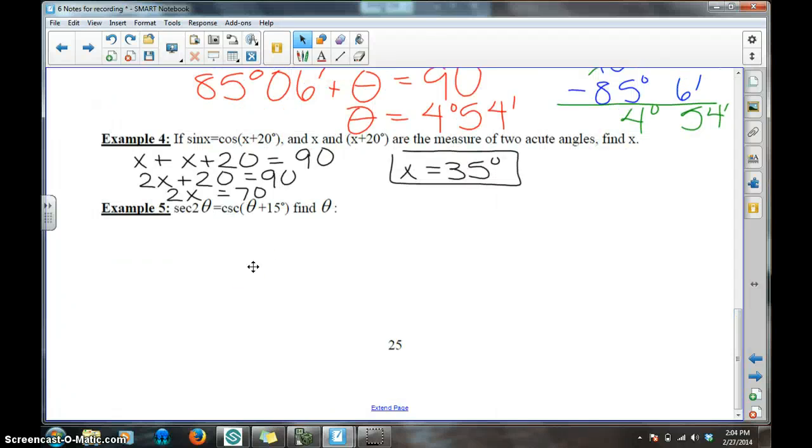How'd you do? Great. Excellent. Okay, something to keep in mind. These are questions that in this particular case asked for x. If they asked for the measures of the angles, you wouldn't be done. What else would you need to do if that question said find the measures of both angles? You'd need to plug back in.